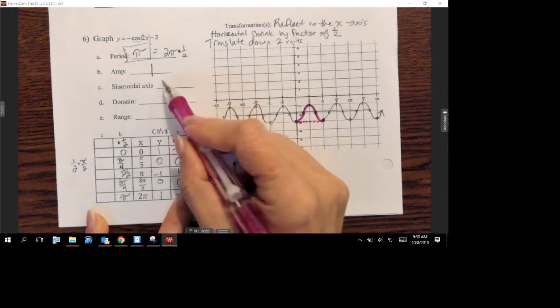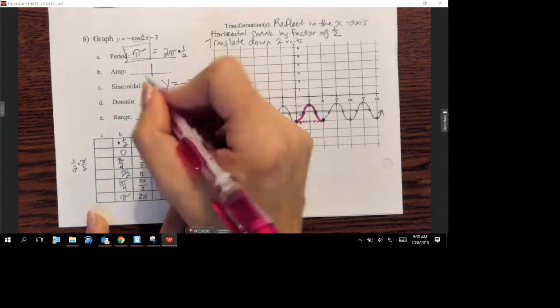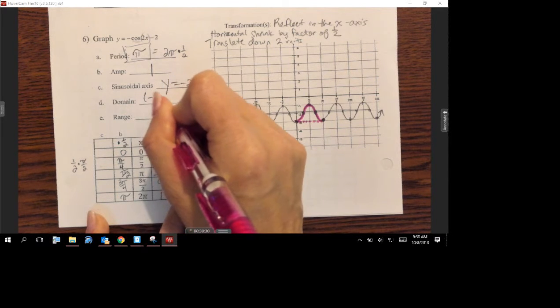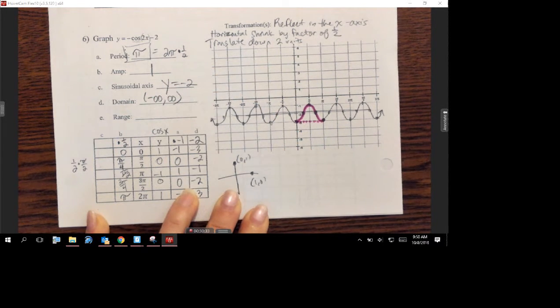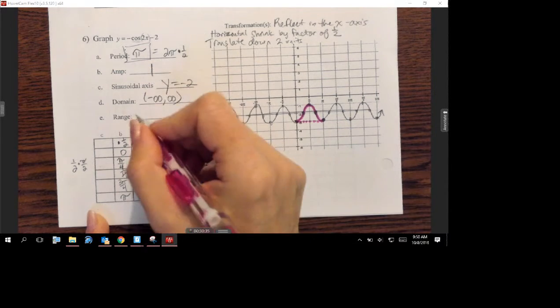Sinusoidal axis is the midline, y equals -2. The domain is all real numbers, or negative infinity to positive infinity. And then the range goes from -3 to -1.